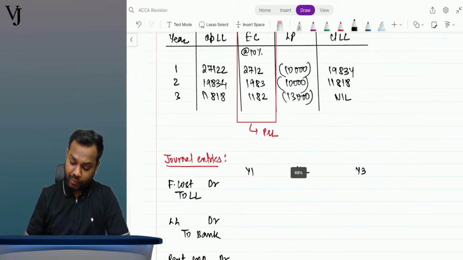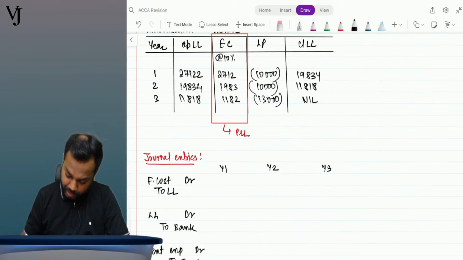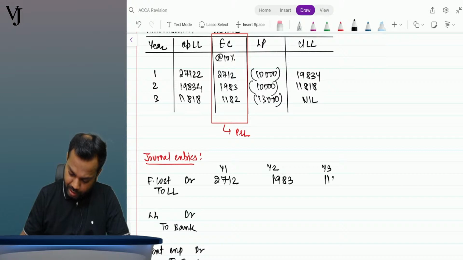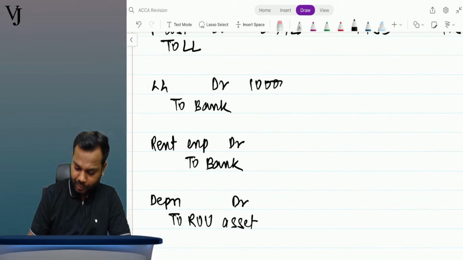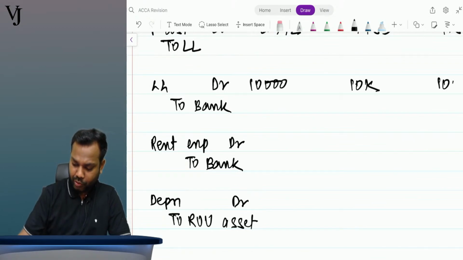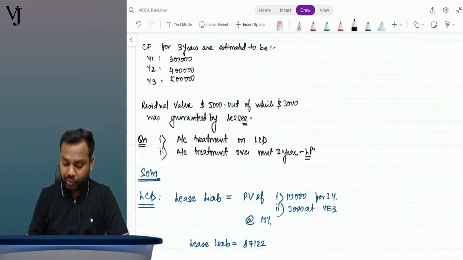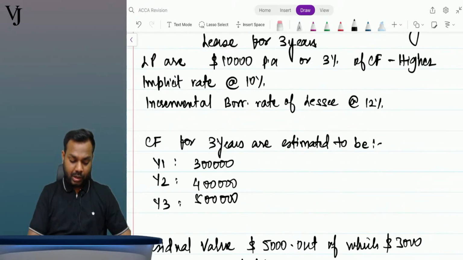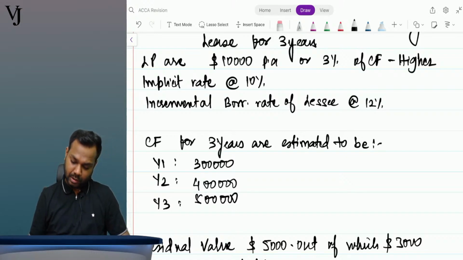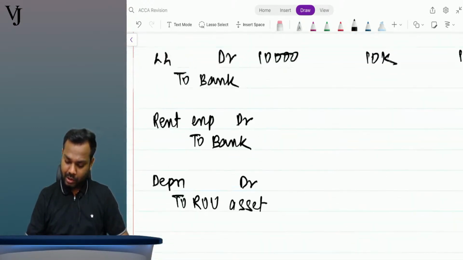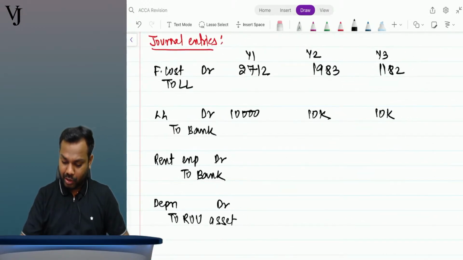Now what are the amounts for the 3 years? The finance cost will be 2712, 1983 and 1182. Lease liability to bank will be how much? 10,000 and 10,000. Now tell me, actually how much we will pay? 300,000 multiplied by 0.03 is 9,000. So we paid 10,000, so here there is nothing. We have paid 10,000 only.